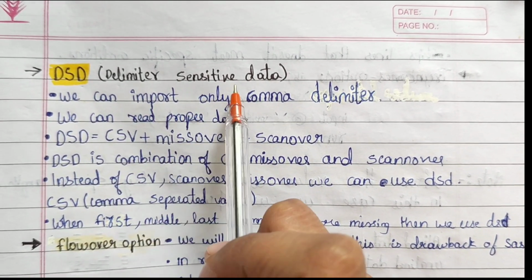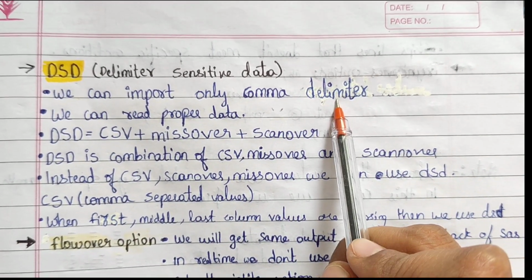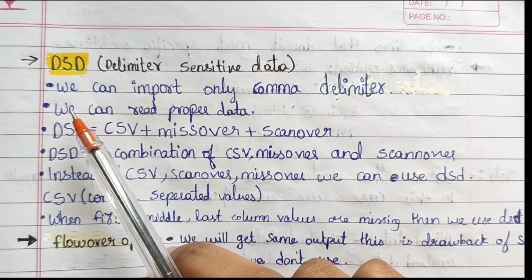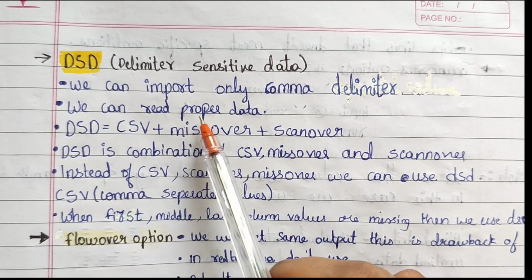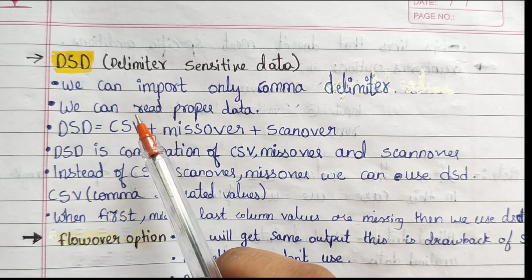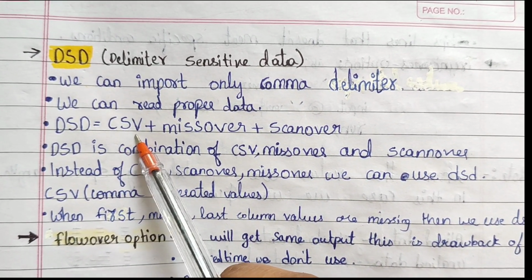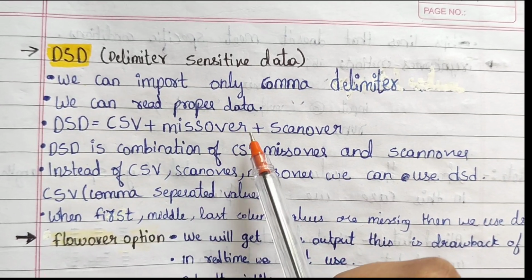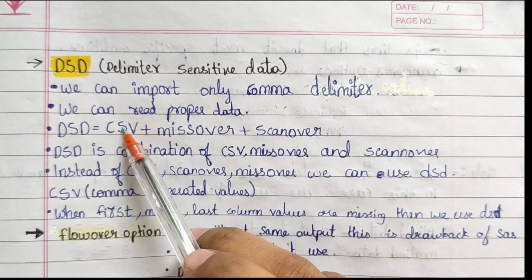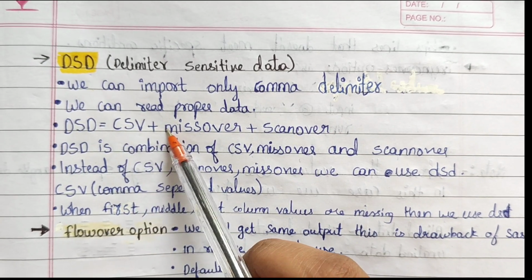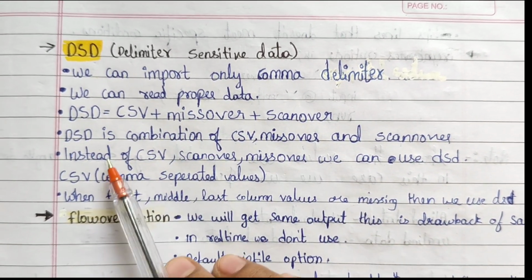We can import only comma delimiter. When there is a comma delimiter, we can use DSD or DLM, anything you can use. We can read proper data by using DSD. DSD is equal to CSV, comma separated values, plus missover plus scanover. You can say DSD is a combination of CSV, missover and scanover.